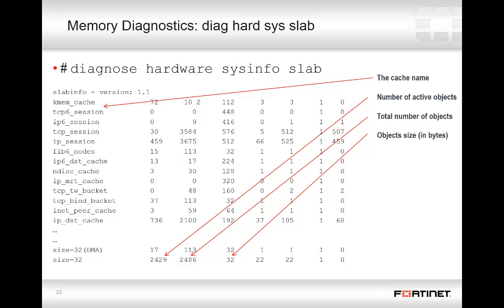Diagnose hardware system slab shows memory allocation for the kernel. Note that this is a very low-level look at the device. It is not likely to make sense unless you have in-depth OS knowledge. For example, there is an entry for inodes, which are essentially pointers for file handles. A large number there indicates an abnormally large number of files open by the operating system. So while this may not directly help you to troubleshoot, it can be useful in rare cases with Fortinet technical support.